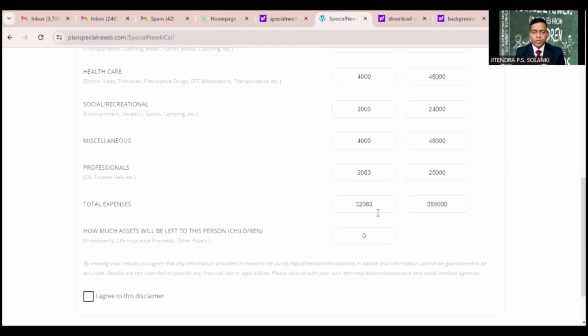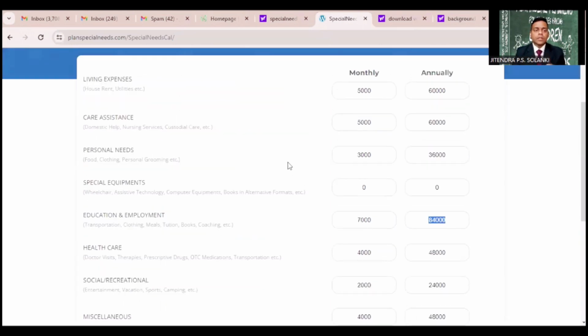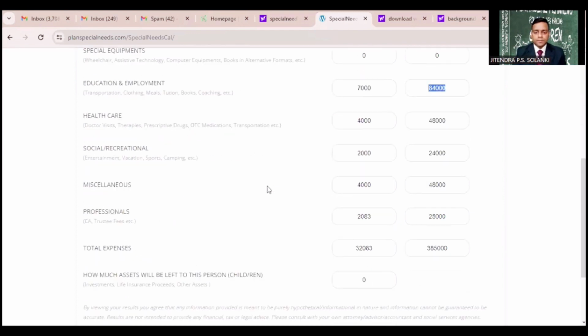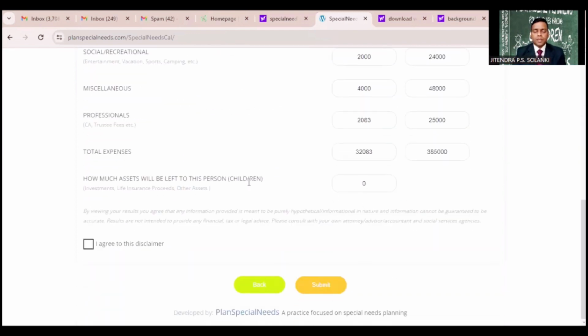Now these are only for calculations. May not be actual. I'm just inputting figures here to show you how this calculator works. You input the real figures. If you do not know all of these expenses, first work around, estimate these for a few months, and then work on the calculator. How much asset will be left to this person?